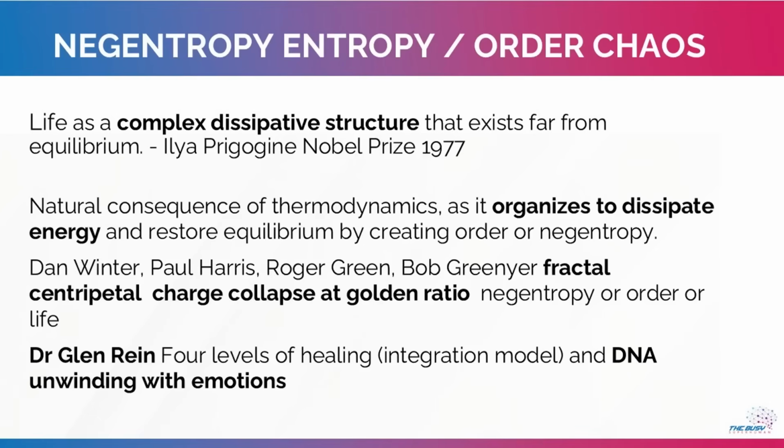So anyway, a dissipative structure is a consequence of thermodynamics, and it's a way that the organism can organize itself to dissipate energy and restore equilibrium and thus create order or negentropy. And things like the movement of charged particles, electrons and protons, are fundamental in the ability to dissipate energy. Heat is pretty much the best well-known way in which biology dissipates energy.